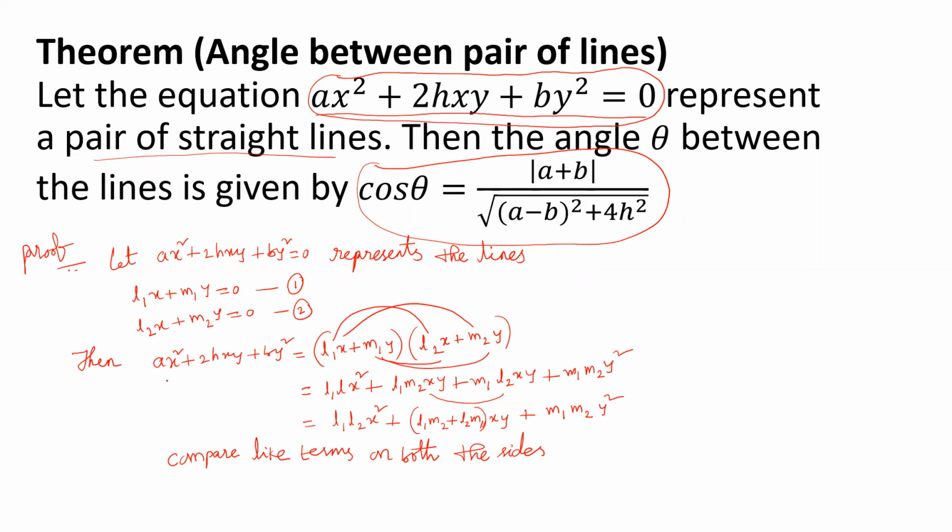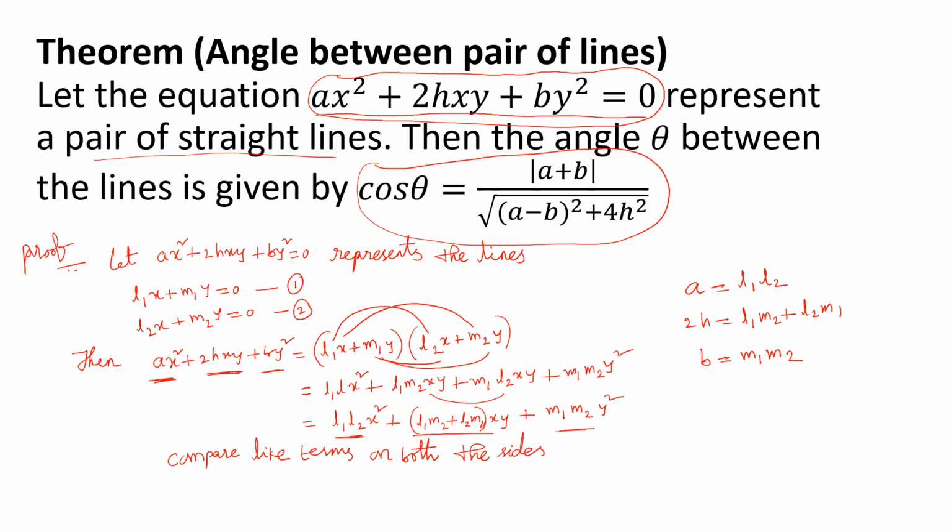So first x square term comparison. Coefficient x square coefficient a is equal to L1 L2. Next, xy coefficient 2h is equal to L1 M2 plus L2 M1. Next, y square coefficient b is equal to M1 M2. This is the comparison. a is L1 L2, 2h is L1 M2 plus L2 M1, b is M1 M2.